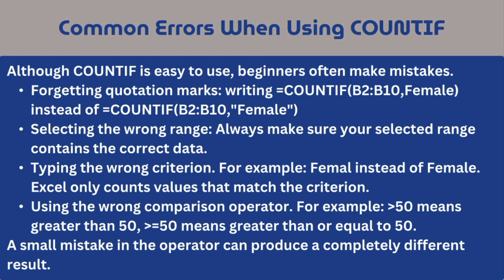Another is typing the wrong criterion. When you are typing the criterion, you might misspell female. Messing up a letter will make Excel not operate well, because instead of looking for female, it will look for the misspelled word, which it might not find. And then using the wrong comparison operator. For example, greater than 50 means greater than 50, greater than or equals to 50 means 50 is included. So if you want 50 to be part of it, you are going to use either greater than 49 or greater than or equals to 50. Slight mistakes like that can affect your calculation in COUNTIF.